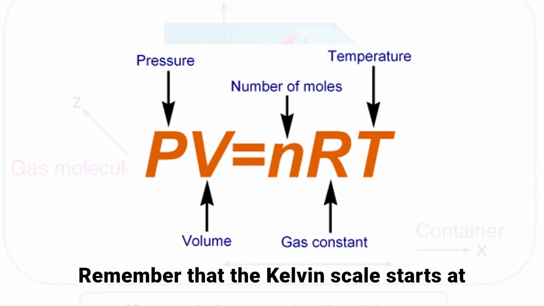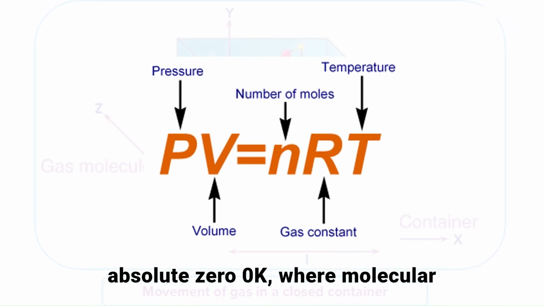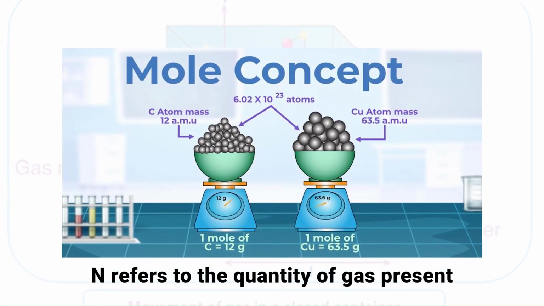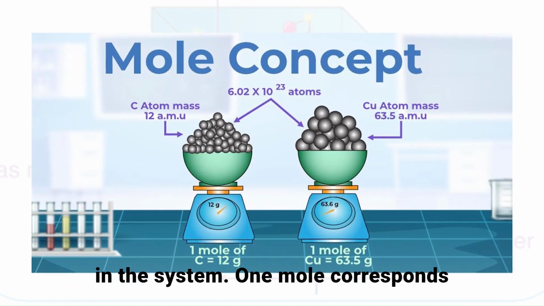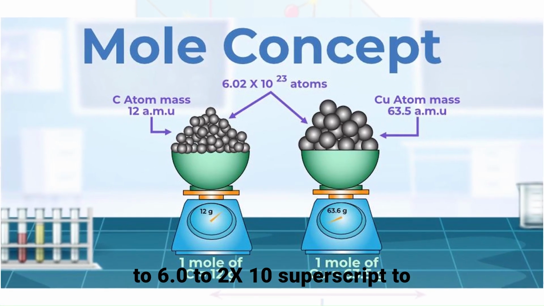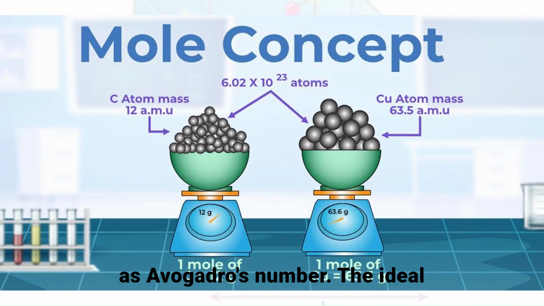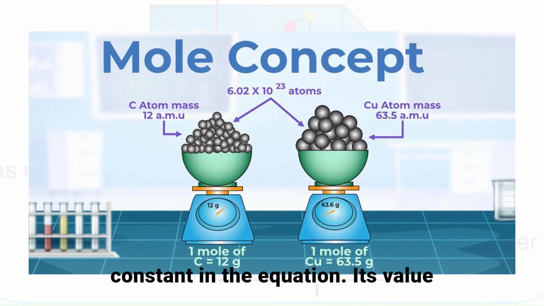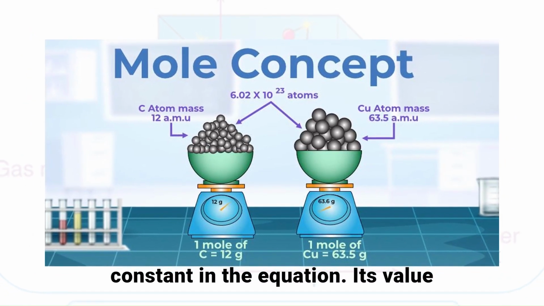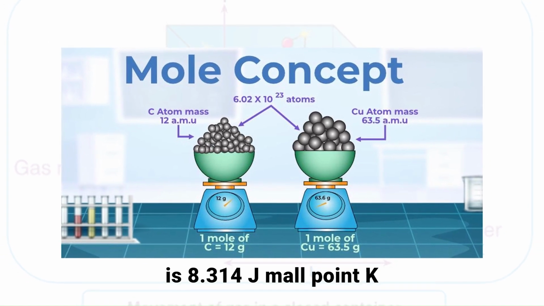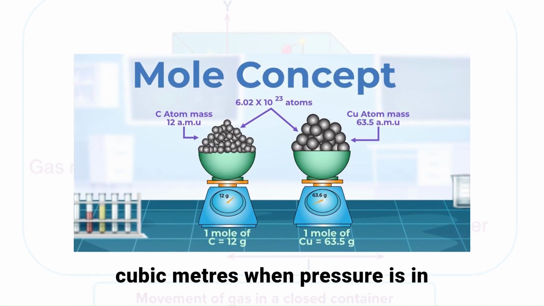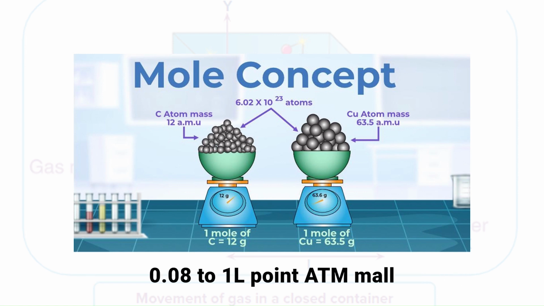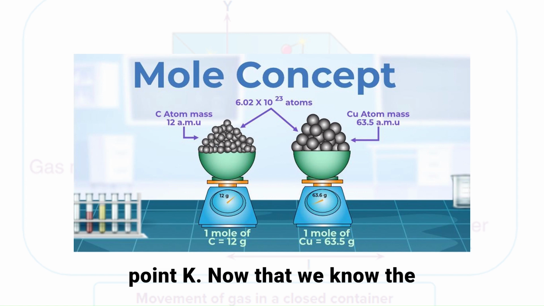Remember that the Kelvin scale starts at absolute 0, 0 K, where molecular motion ceases. Number of moles, n, refers to the quantity of gas present in the system. 1 mole corresponds to 6.022 x 10^23 molecules, a constant known as Avogadro's number. The ideal gas constant, R, is a proportionality constant in the equation. Its value is 8.314 J/(mol·K) when pressure is in pascals and volume in cubic meters. When pressure is in atmospheres and volume in liters, R is 0.0821 L·atm/(mol·K).